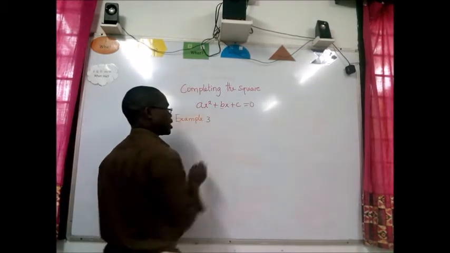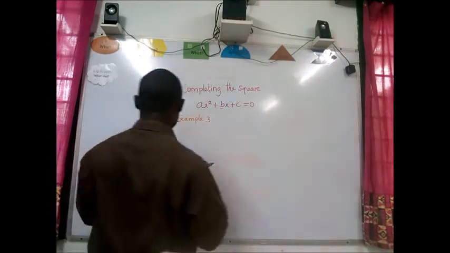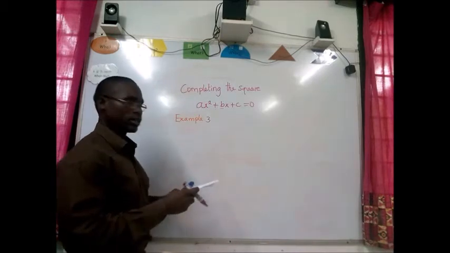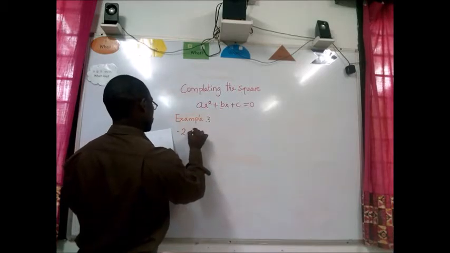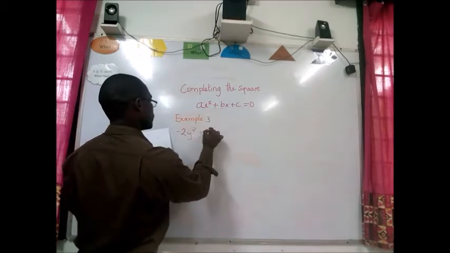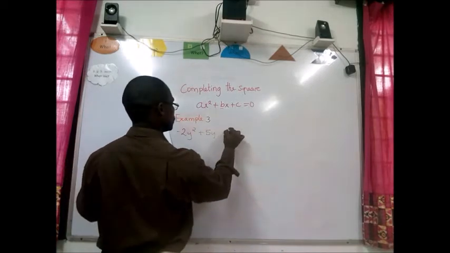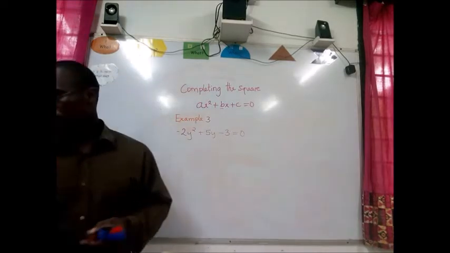Okay, that's it. Example 3 is now we need to see if the number is with a negative. It is negative 2y squared plus 5y minus 3 is equal to 0. Let's see that one.